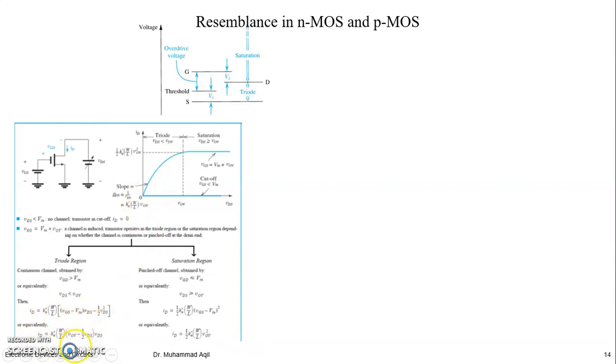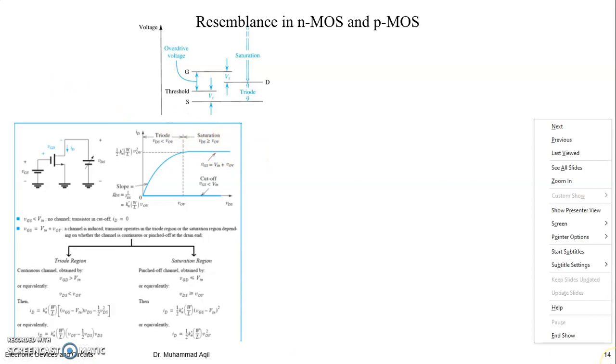Or this one, they are both the same. But if you are having VDS greater than or equal to VOV, then you are in the saturation region, then current saturates, right? Or equivalently, if you put this as VOV square, VDS is equal to VOV. So this formula works only at this point. And if you want to use the same formula for the whole saturation region, it means you are neglecting the early effect. Okay, so anyway, to show you the resemblance between NMOS and PMOS, here early effect is neglected.